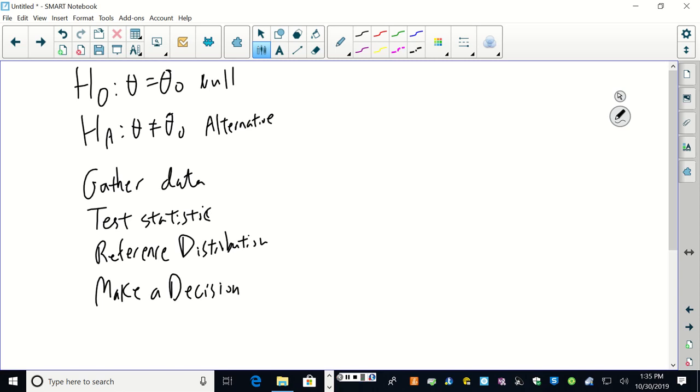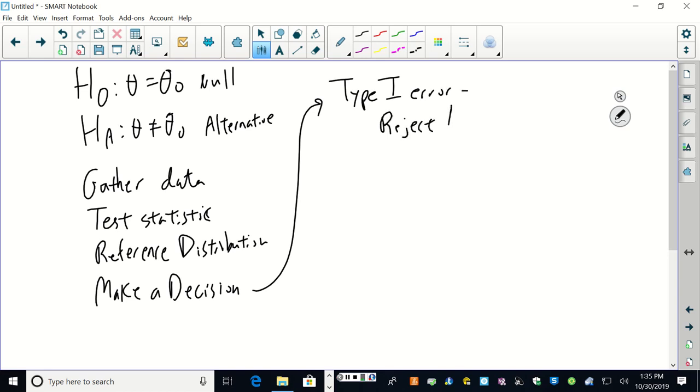The decision is framed as either we reject the null hypothesis if we have an extreme value of a statistic relative to that reference distribution, or we don't reject it. It doesn't necessarily mean that the null hypothesis is true, but maybe it's reasonable and we don't have strong evidence to say that it's not. And in that decision process, we can make a couple of errors. So a type 1 error is you reject the null hypothesis when it is actually true.